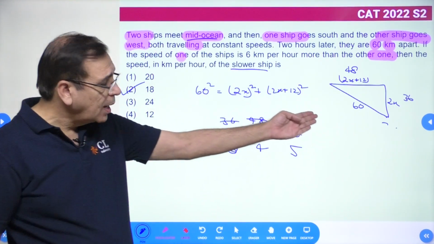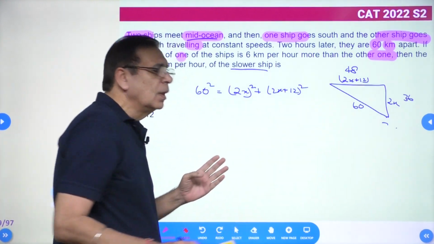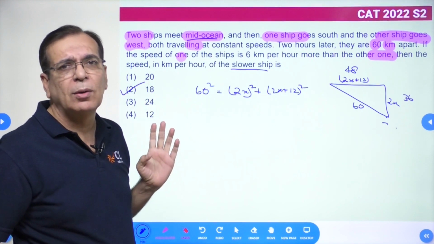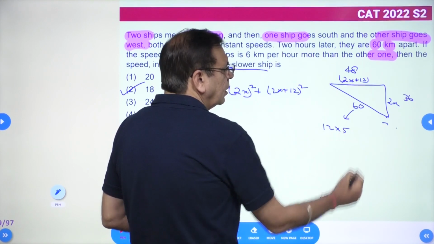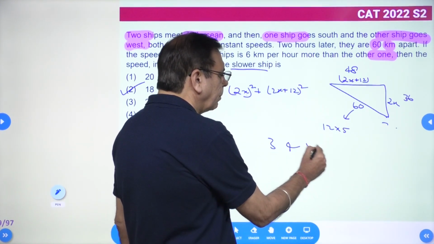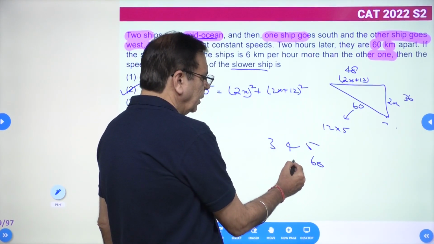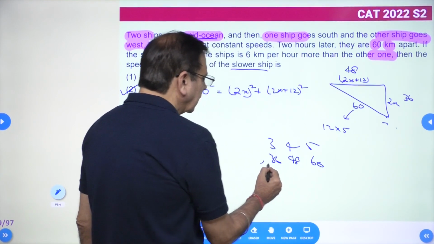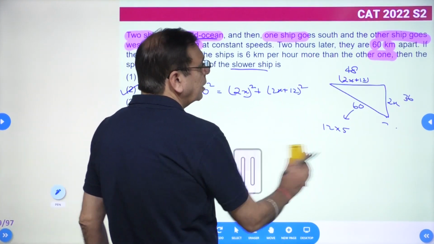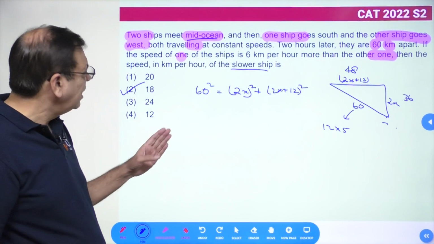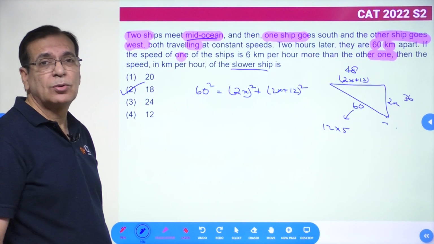What should the first step have been? 60 came up, and 60 is not a multiple of 3 4 5 directly. The choices given will be commonly used Pythagorean triplets. So the first thing: 60 is nothing but 12 into 5. I know 3 4 5 is a Pythagorean triplet. That means this is 12 into 5. If this is 60, this should be 48 and this should be 36. 36 means the speed has to be 18. Check. So if you remember your Pythagorean triplets, you will be able to get the answer faster. But even if you don't remember, you can check the unit digit. So don't worry about doing the complete calculation. Eliminate choices to get to the answers faster.